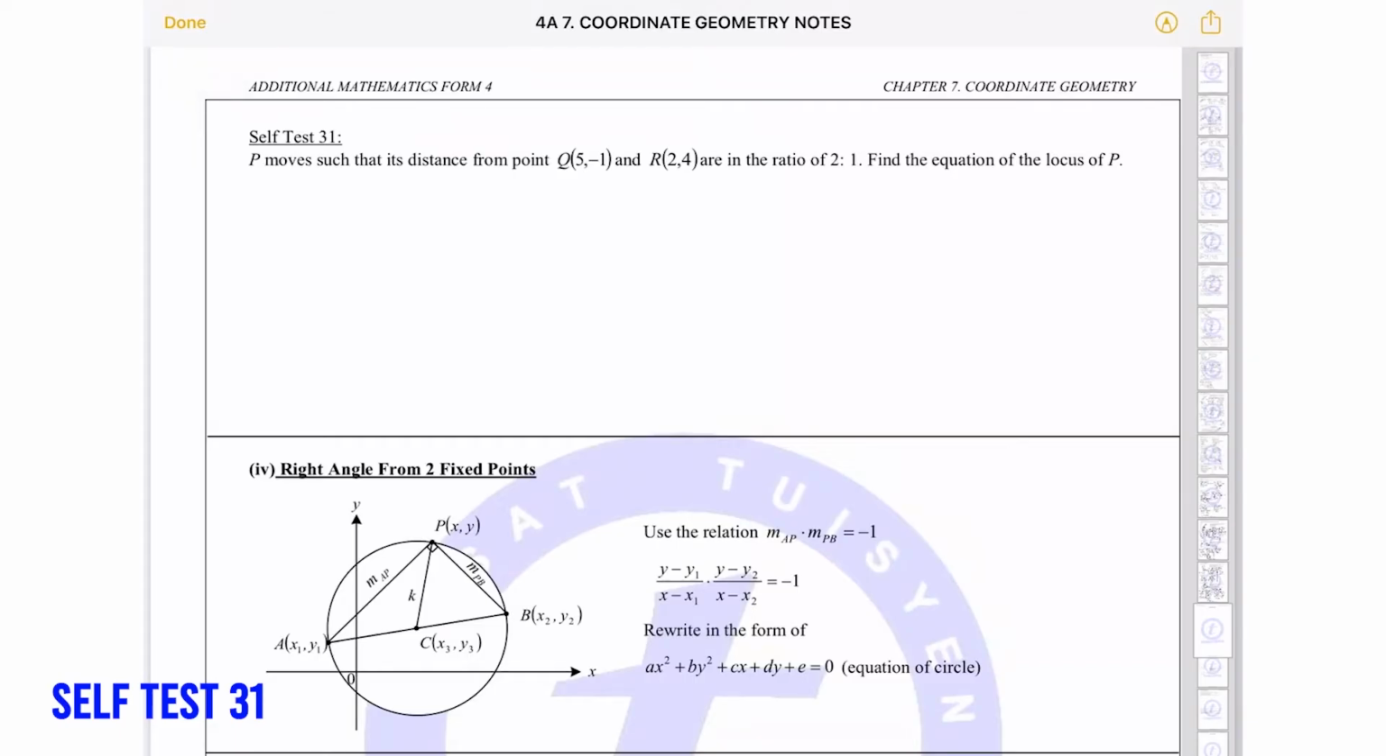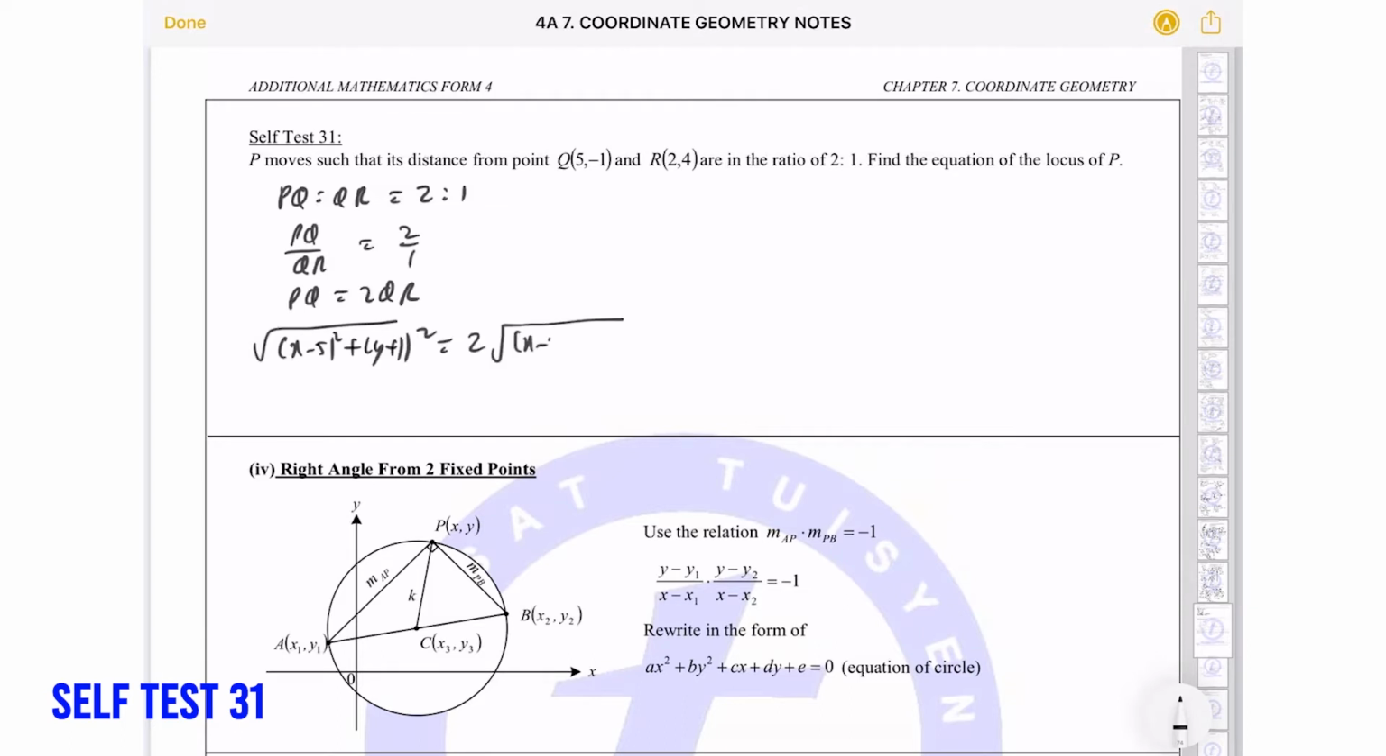Okay, self-test 31. P is a moving point such that the distances from points Q and R are in the ratio of 2 to 1. So we can say PQ to QR is 2 to 1. PQ over QR is 2 over 1. So PQ is 2 times QR. Okay, now next we should sub inside your formula for distance. PQ will be (x minus 5) squared plus (y plus 1) squared. The result is 2 times QR. QR will be (x minus 2) squared plus (y minus 4) squared.